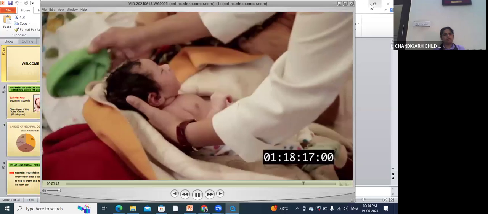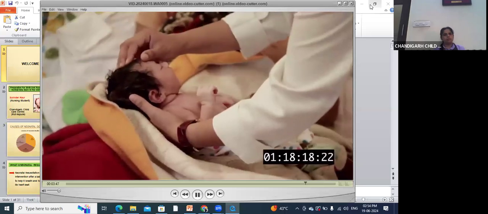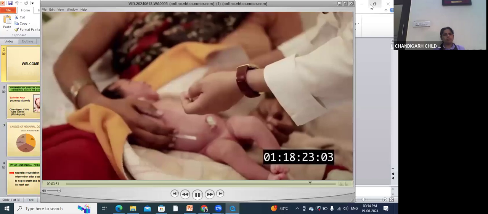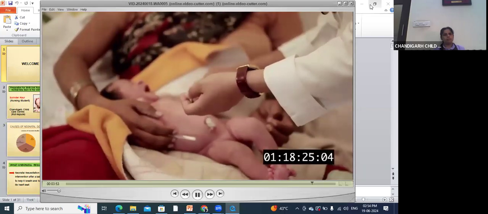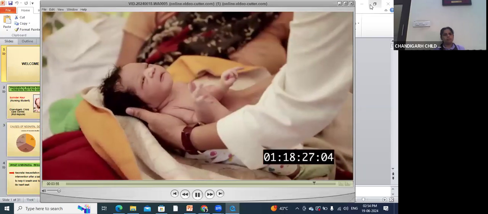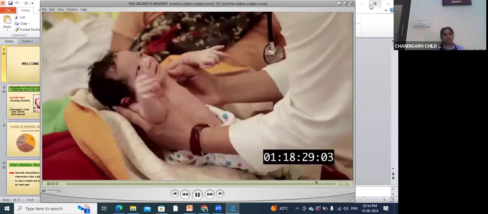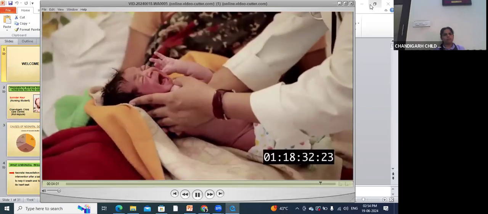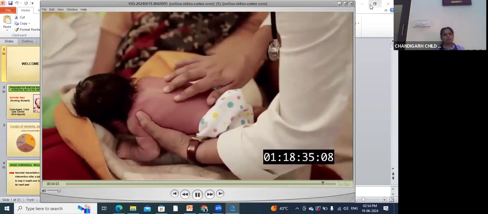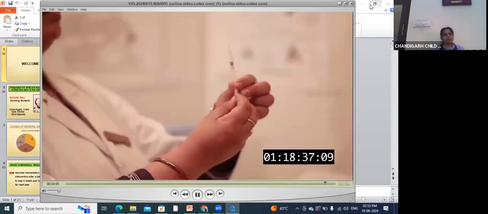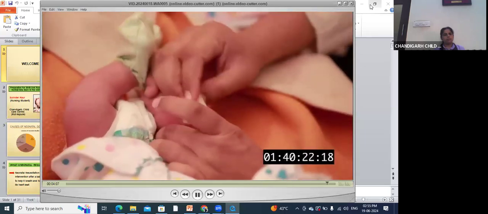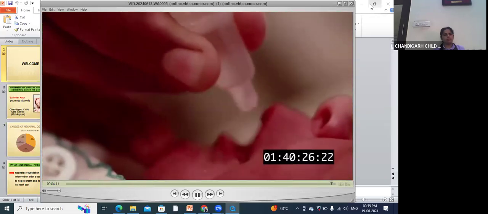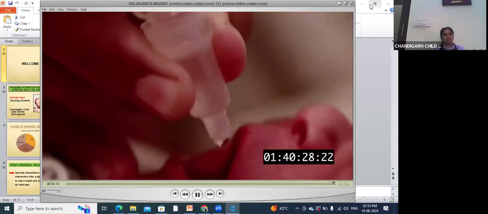Thoroughly examine the baby. Once the weighing is done, start the routine examination. Check for danger signs and take action if needed. Rule out congenital malformations and birth injuries. Cleft palate or lip. Spina bifida. Give intramuscular injection of vitamin K. Also give oral polio vaccine, BCG, and hepatitis B.